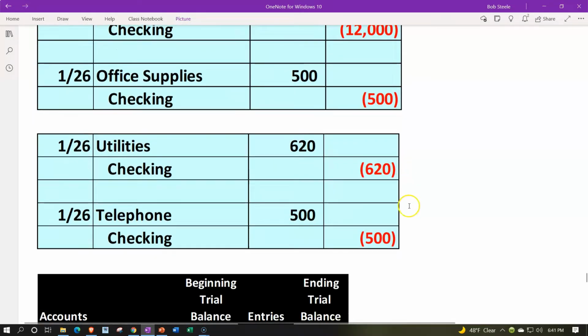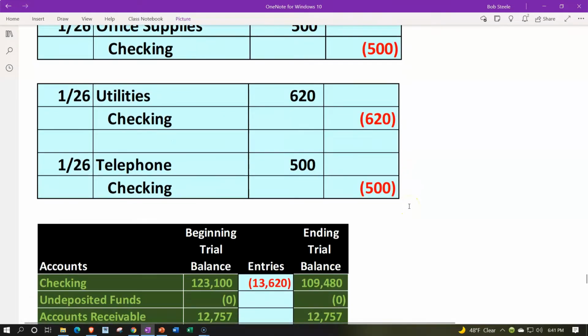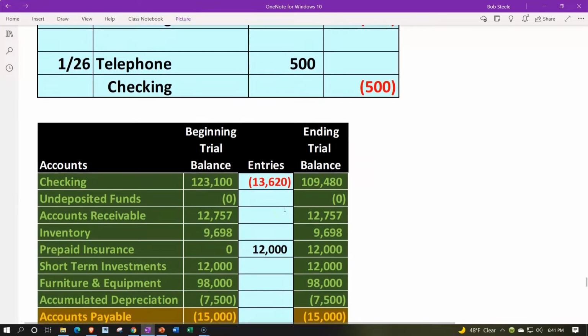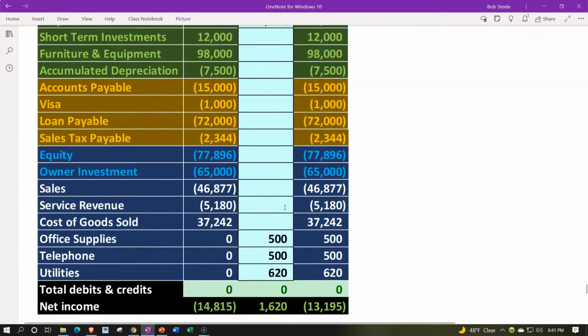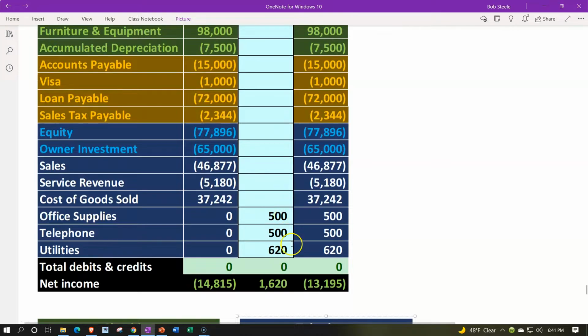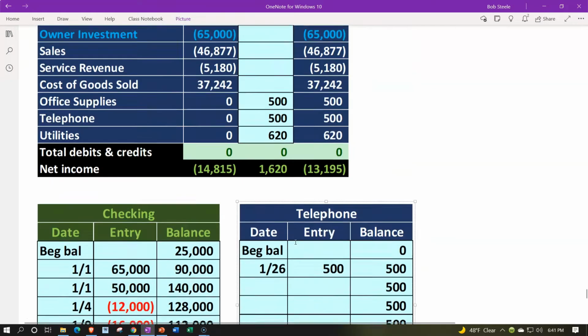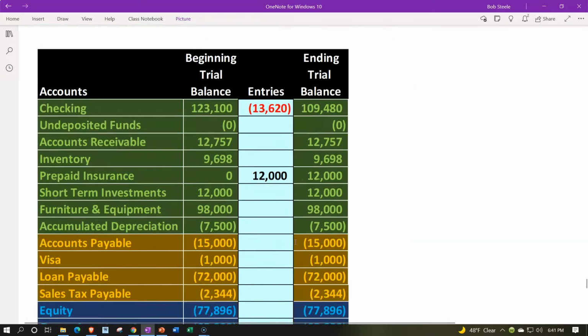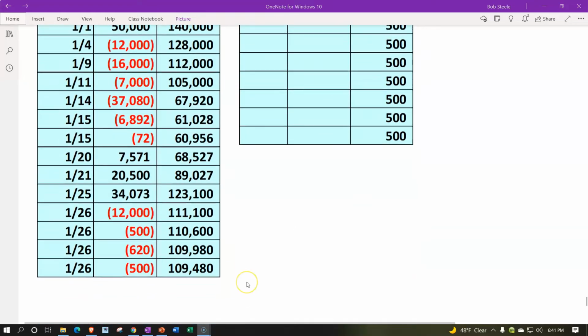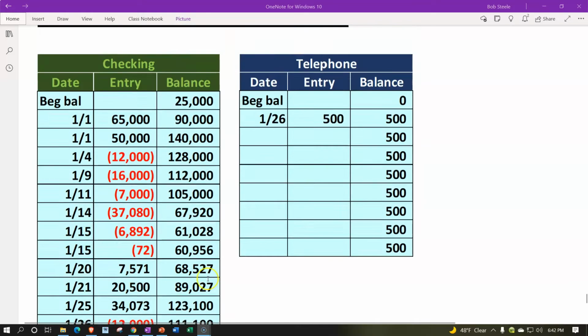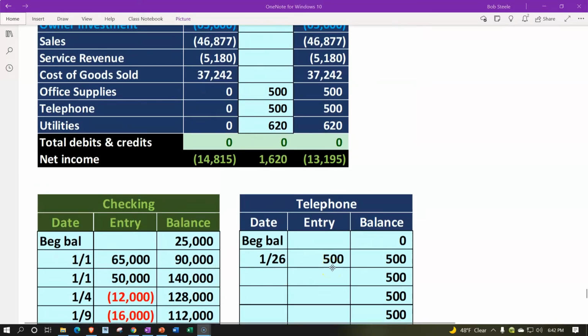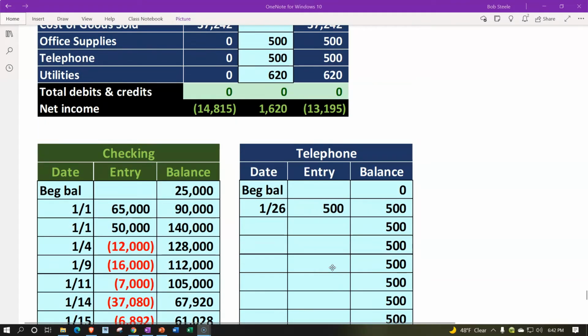Next, we're going to go to the telephone. Same kind of concept. So they debit the telephone expense, the other side going to the checking account. The checking account is being impacted again with a decrease, the other side going to the telephone expense down below with the $500. So now let me just check this one more time. We've got the checking account at the $109,980, down by $500 to $109,480. And then, of course, the telephone going up to that $500 on the GL.